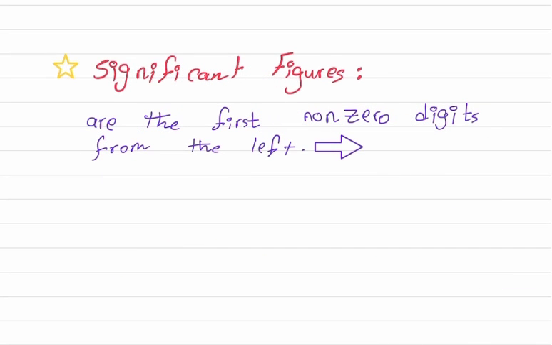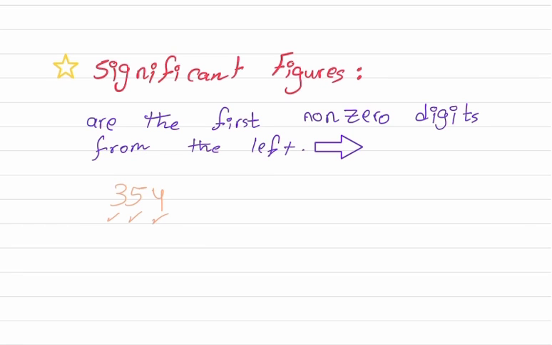Now, let's move to the word significant figures. As you can see from the word itself, significant means something that has a value. Significant figures are the first non-zero digits from the left, which means the first digits with actual value starting from the left. So if we have 354, 3 is the first significant digit. 5 is the second significant digit. 4 is the third significant digit.